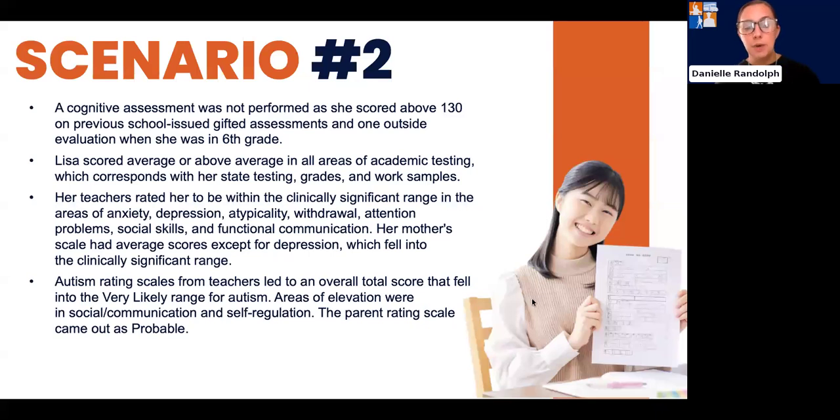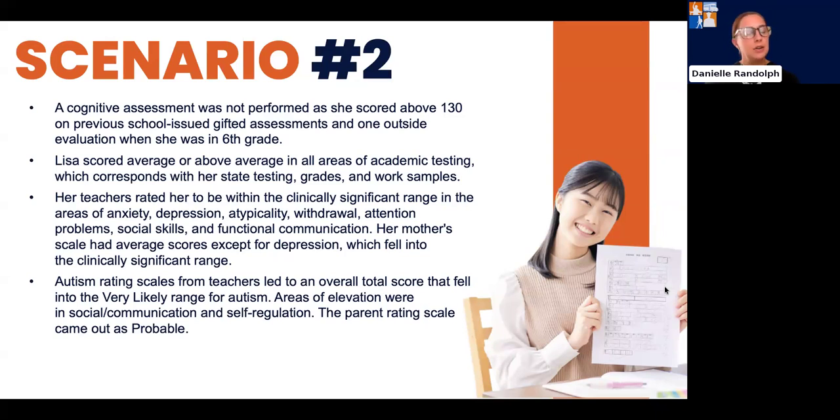And then they did do an autism rating scale because again, autism was slightly suspected, and she scored in the very likely range for autism. And so something that was flagged that maybe we didn't think about before, but she did score in that higher range for social communication and self-regulation. The parent rating score was probable.